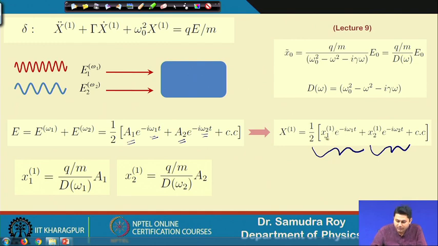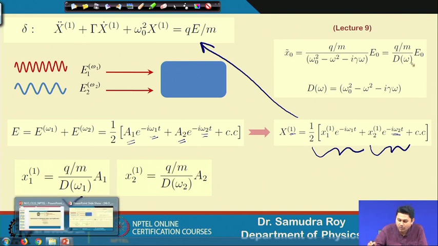For the omega 1 frequency, according to my nomenclature, I write x1 and put a 1 here to ensure that this is the solution of big X1, and x2 has a 2 to suggest that it is related to the frequency component omega 2. Now if I put this solution in again and extract the two frequencies, then separately it is possible to find my x1 and x2, and I can write this x1 in the similar form that we have already figured out.